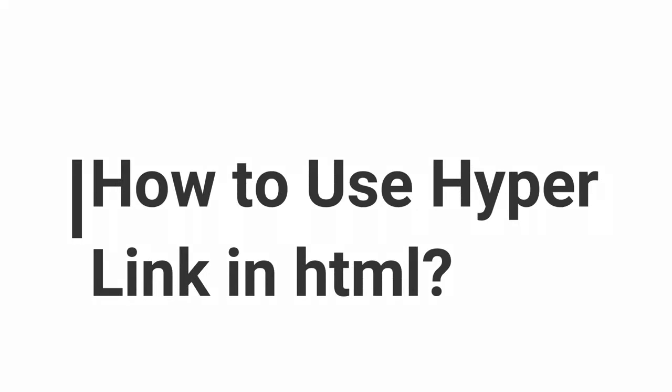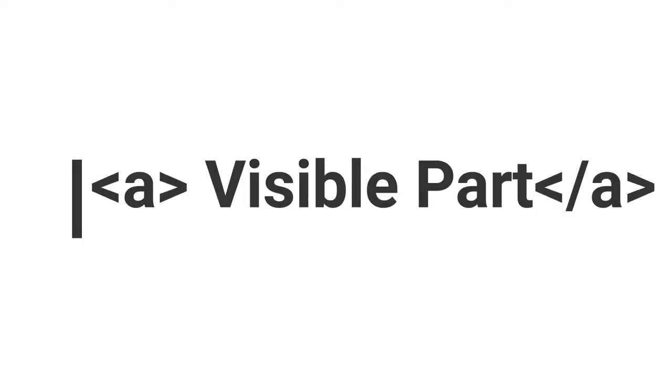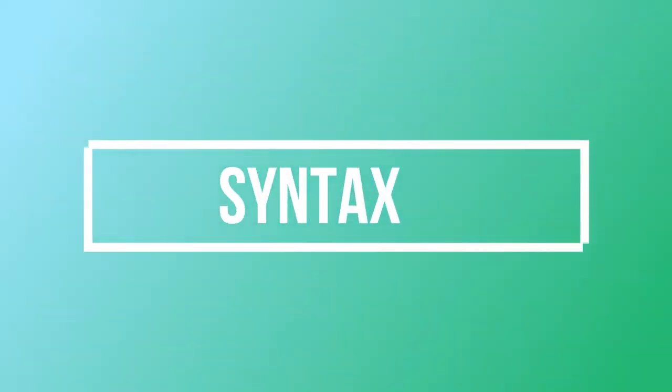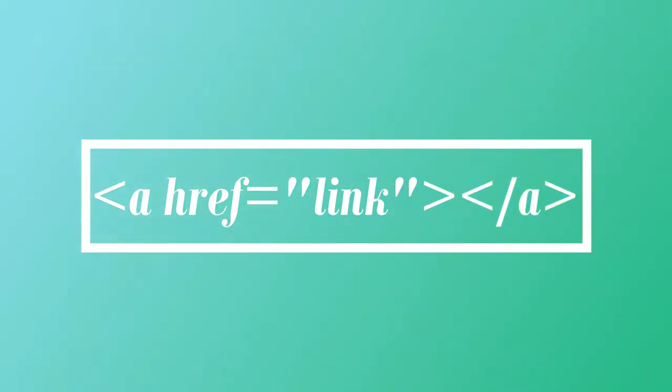In this video we are going to see how to use hyperlinks in an HTML website. So to use hyperlinks in HTML we have a tag, means anchor tag. So let's see the syntax of a tag. In a tag we write href, means hyperreference, equals to double quotes, and inside of double quotes we will write the link of the page that we want to refer.